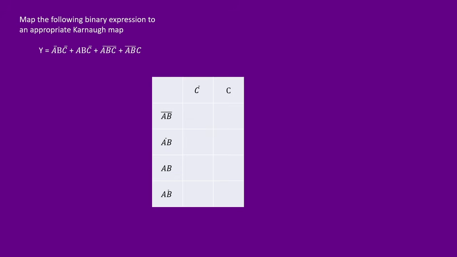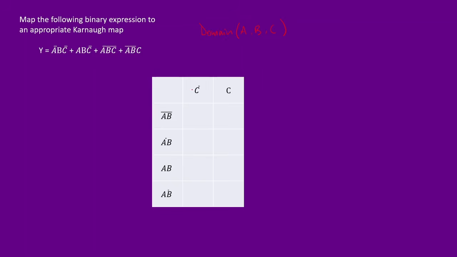So we have our first question. Map the following binary expression to an appropriate Karnaugh map. We can see that this is a standard SOP because our domain here is going to contain A, B, and C, since these are all the binary variables, and each individual term has every member of this domain. So this has ABC, this has ABC, this has ABC, and this has ABC. So we can move on with that.